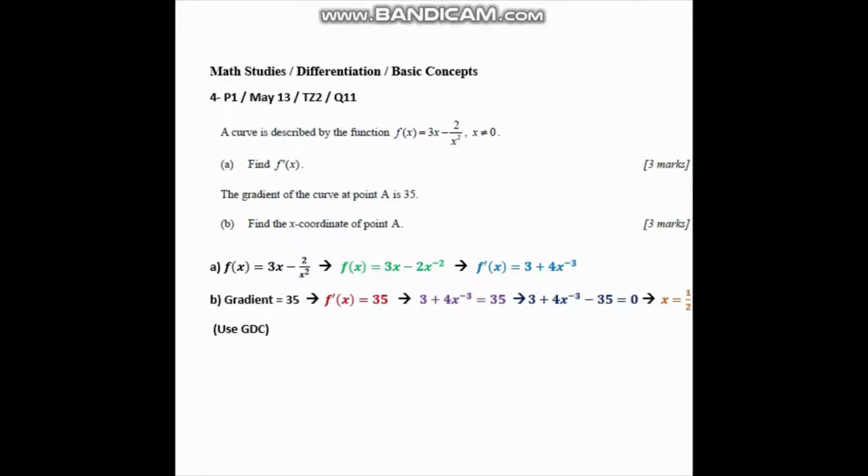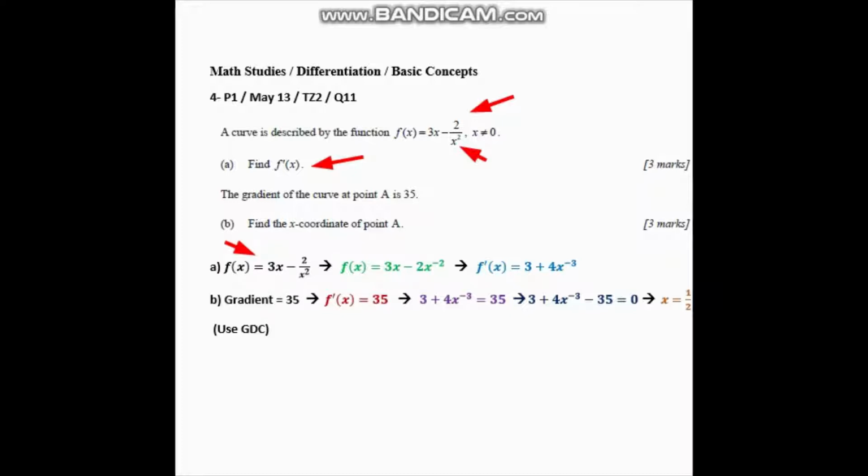So in question A, you are required to find f dash of x, the derivative function of f of x, which is 3x minus 2 over x squared. As we mentioned in question 2 in this video, whenever I see a variable in the denominator, regardless of its power, whether x or x squared or x to the power of 5, I shall first rewrite the function before differentiating. So the black function is the original function as given in the question.